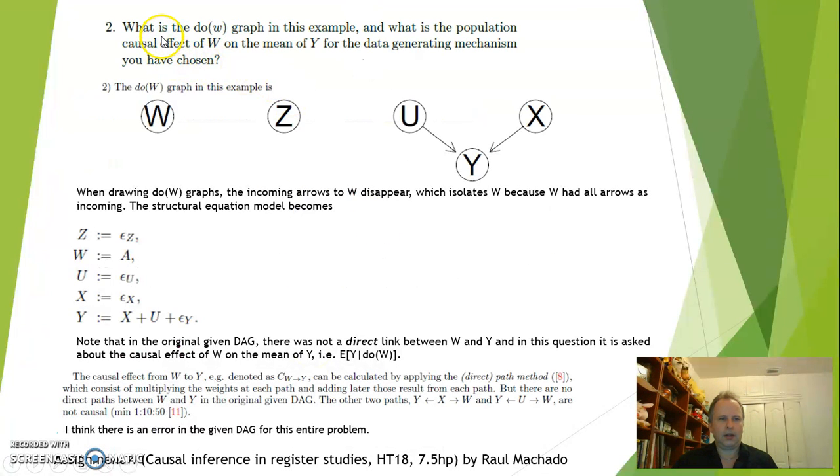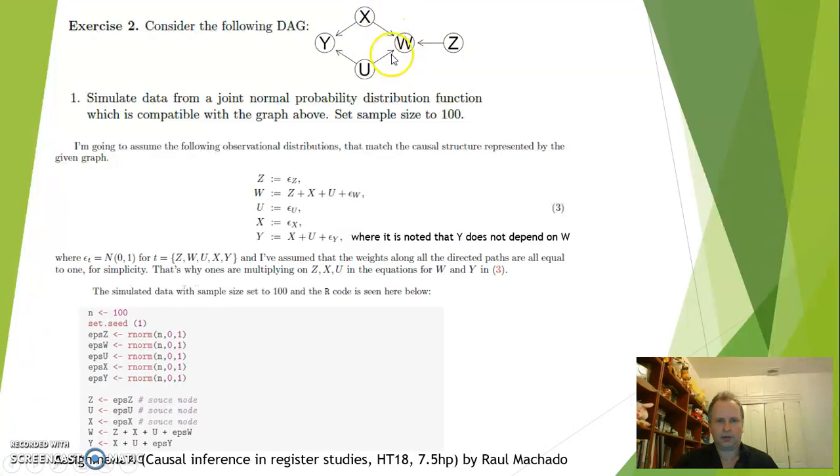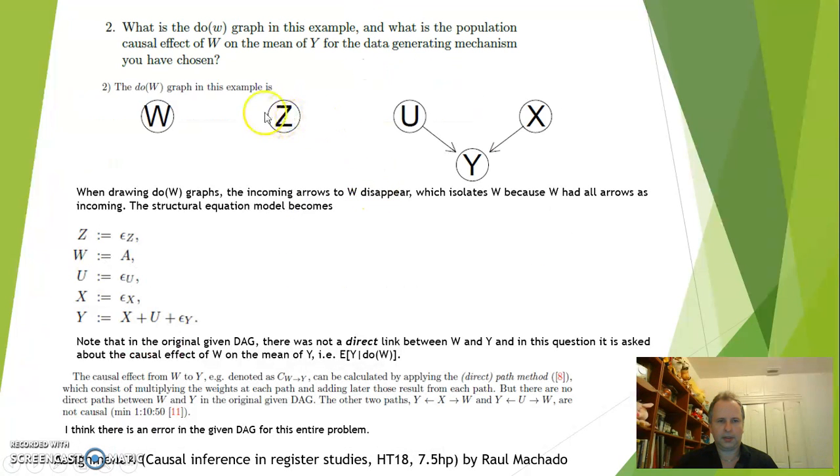Now the do graph of this example. Because there is a connection here, I have to get rid of the connection that is incoming to W. That's why W gets isolated here, and then you get a fixed value here, or whatever number you're going to put there. Notice there are no incoming arrows into W, they disappear, which isolates W.